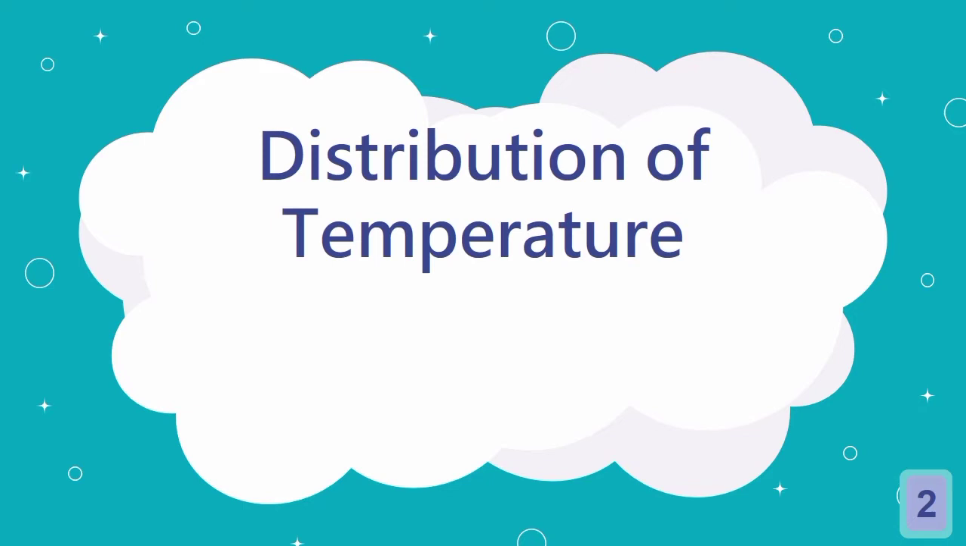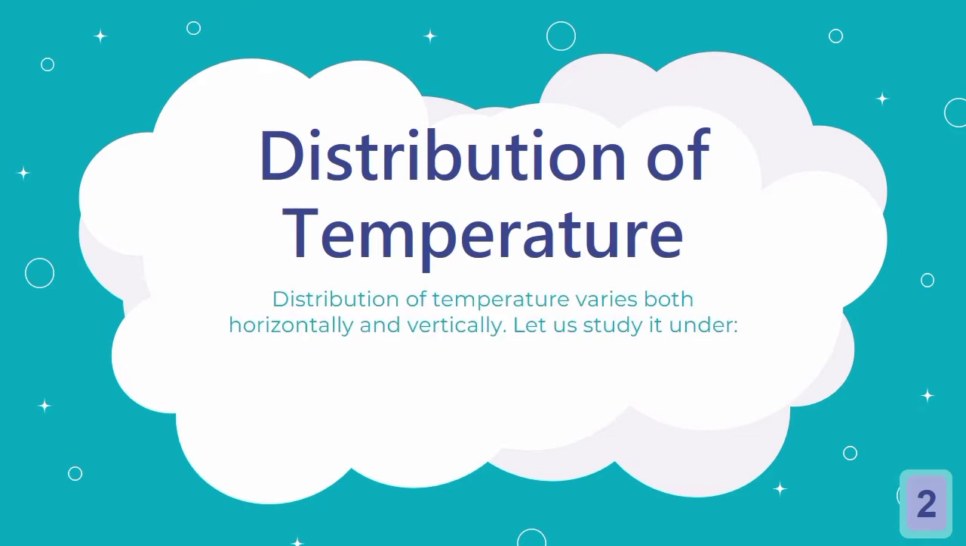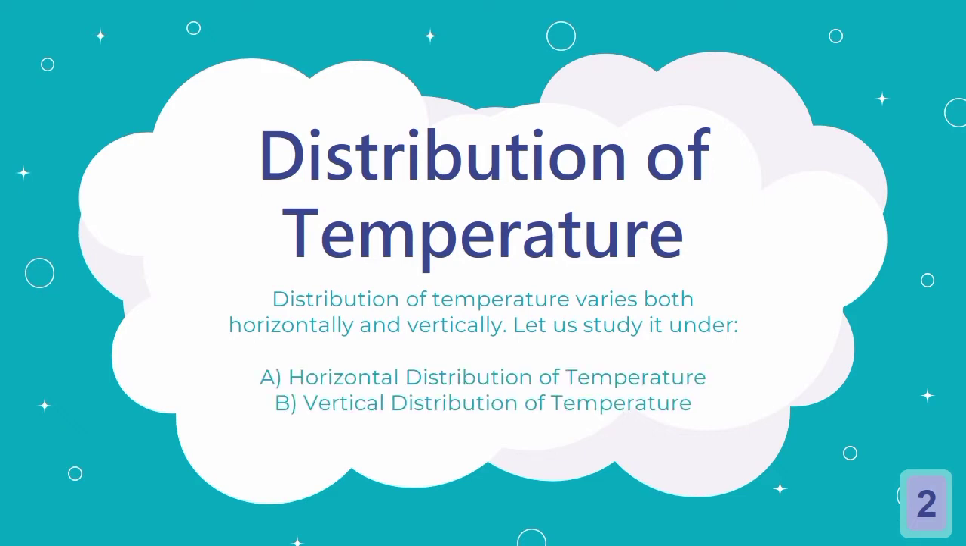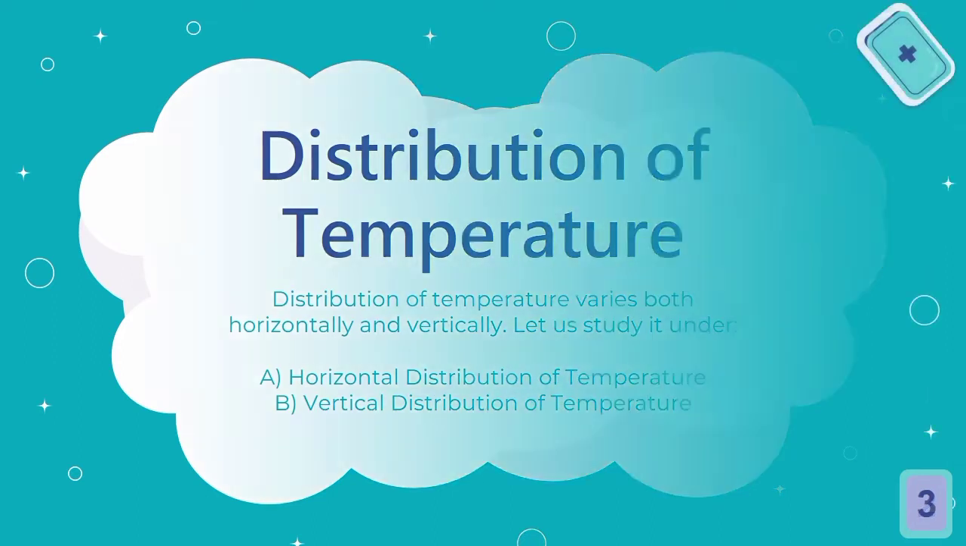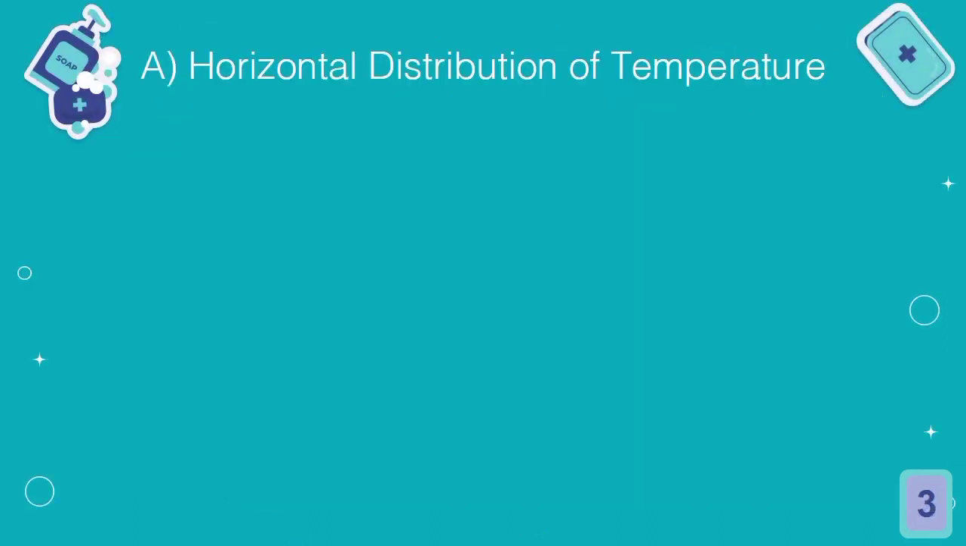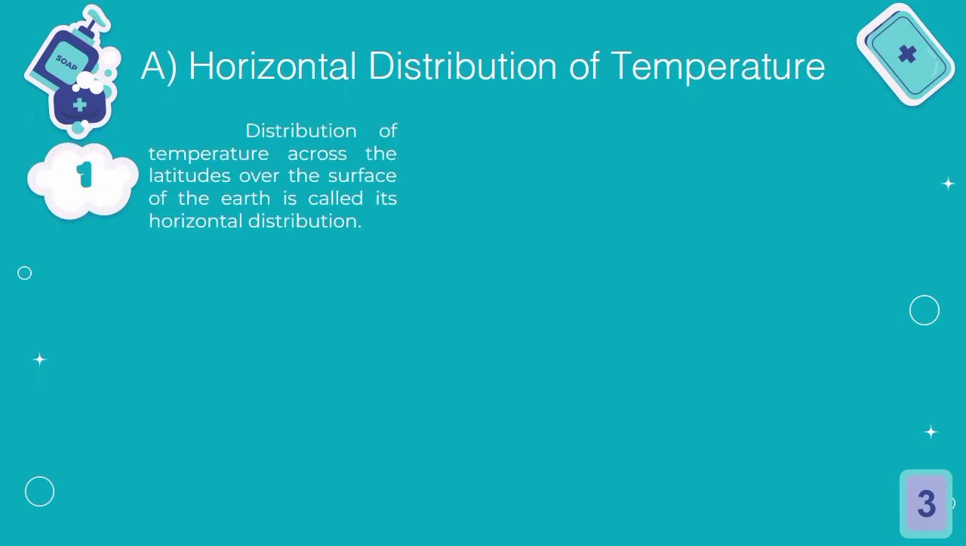Distribution of temperature. Distribution of temperature varies both horizontally and vertically. Let's study it under letter A, horizontal distribution of temperature, and B is the vertical distribution of temperature. In horizontal distribution of temperature, number 1 is the distribution of temperature across the latitudes over the surfaces of the Earth is called its horizontal distribution.